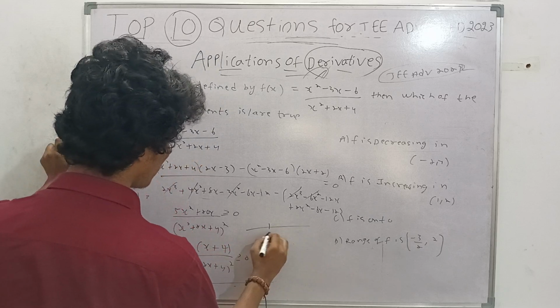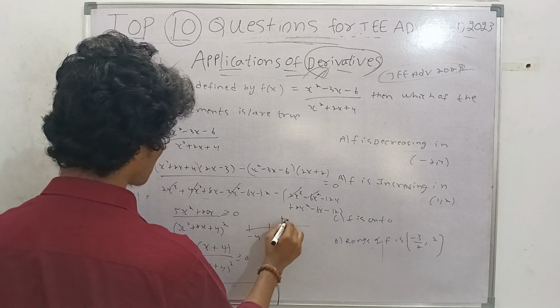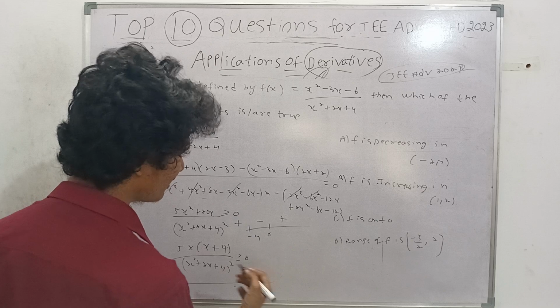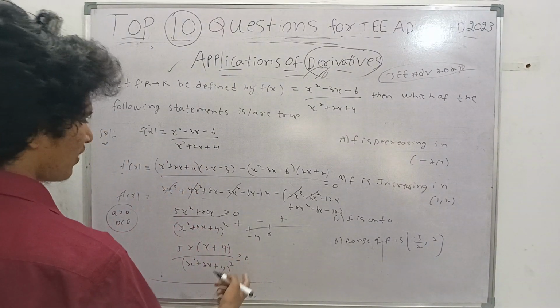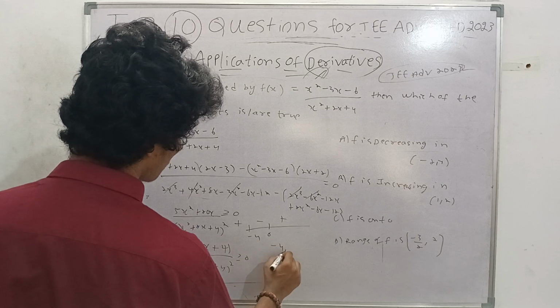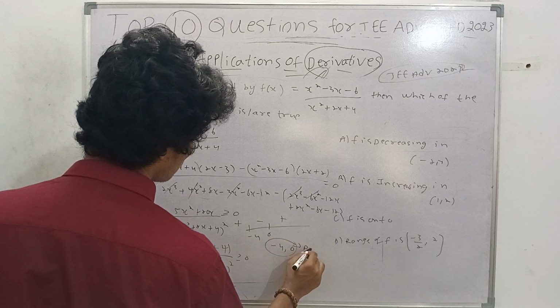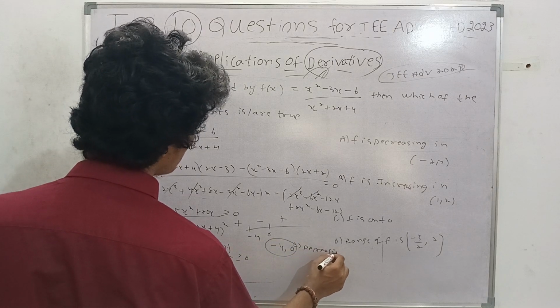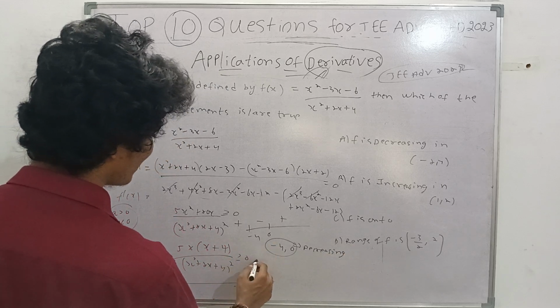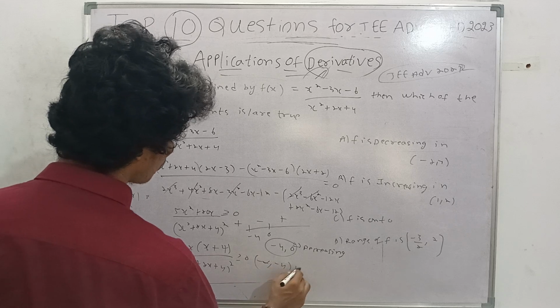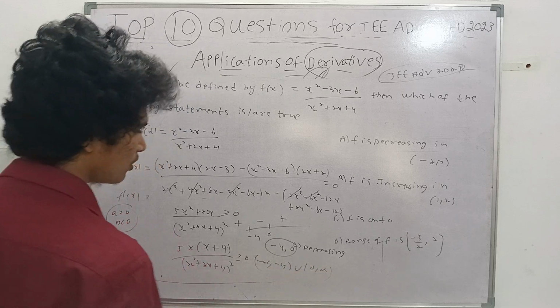Suppose you take 0 here and minus 4 here, with signs plus, minus, plus. In order to find the decreasing interval, it will be minus 4 comma 0, it is decreasing. And it is increasing in minus infinity comma minus 4 union 0 comma infinity.